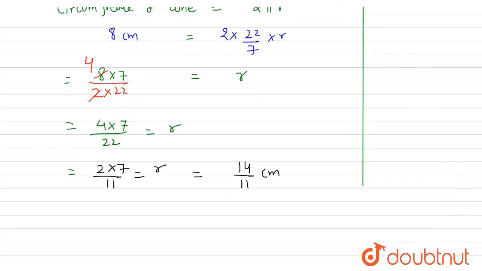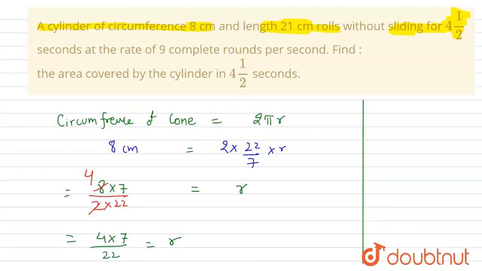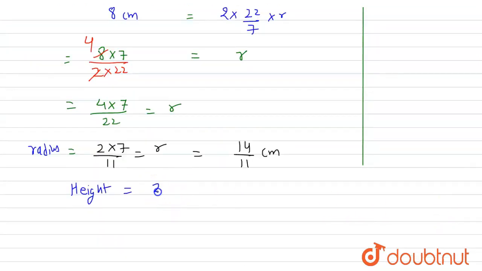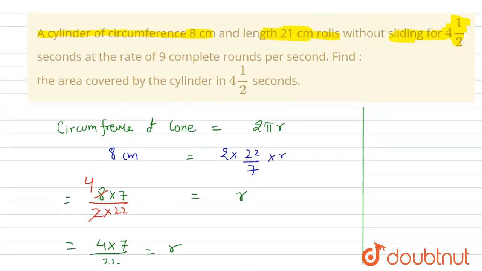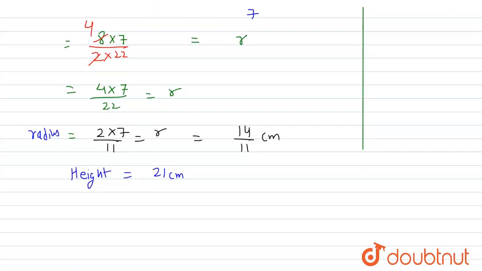Now if we further simplify, the length, which is the height, is also given: the height of the cylinder. This is the radius and height of the cylinder. It is also given to us, which is 21 centimeters. Now we have to calculate in 4.5 seconds how much area it will cover.